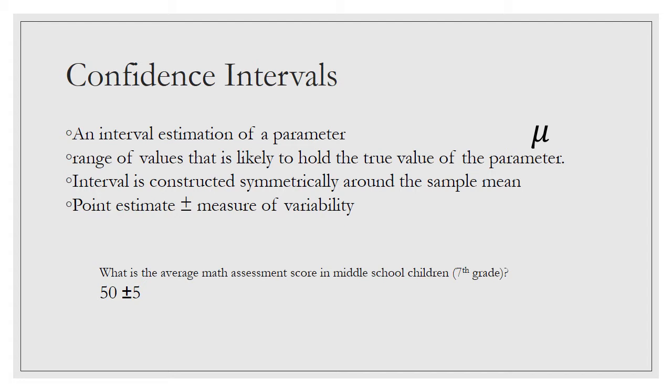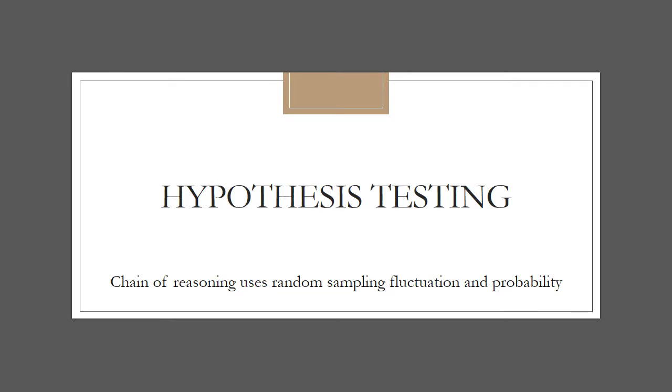Now we're going to go back and shift gears a little bit. We're going to go back over both hypothesis testing and constructing intervals and talk about more in depth a little bit about the concepts and discuss some of the procedures around them. Hypothesis testing at its center is a chain of reasoning. We're going to use random sampling, fluctuation, and ideas from probability to help us with our reasoning.